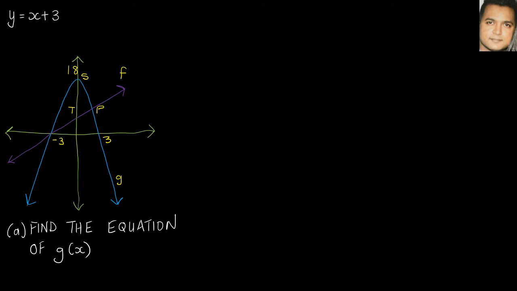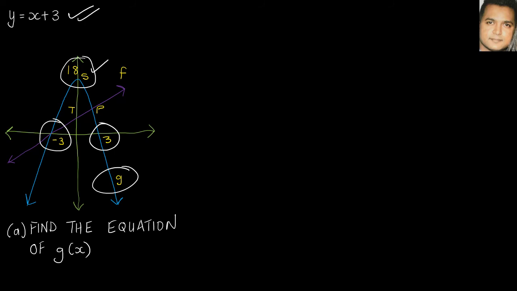Okay, so looking at the information, they've given us the equation of the straight line, which is this here, and we are asked to find the equation of g of x. Now we know the parabola is g of x. Looking at the information on the parabola, we notice that the intercepts are given to us. This is our y-intercept, which is 18, and we know these two are the x-intercepts. So we have ample information to sort out this question.